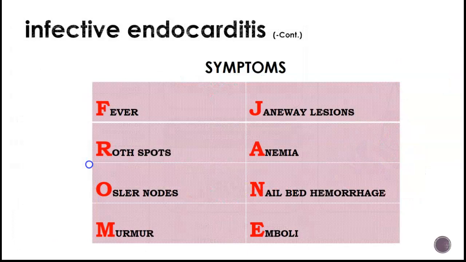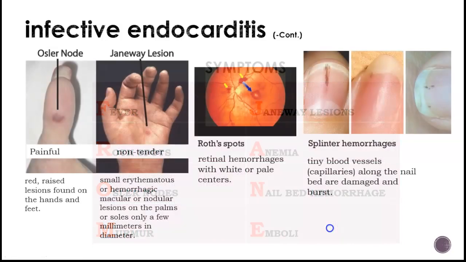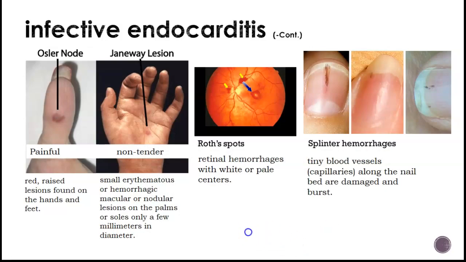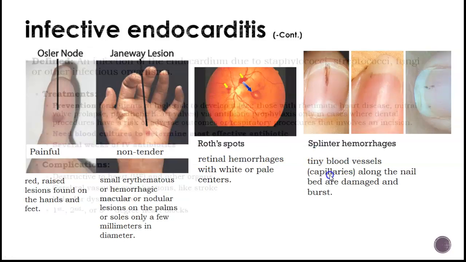The symptoms for infective endocarditis, this mnemonic from Jane: we have fever, Roth spots, Osler nodes, murmur, Janeway lesions, anemia, nail bed hemorrhage, and emboli. And we'll go into a little bit more of what those are on the next slide. You don't need to necessarily know the difference of these, but just know that these are associated with infective endocarditis.